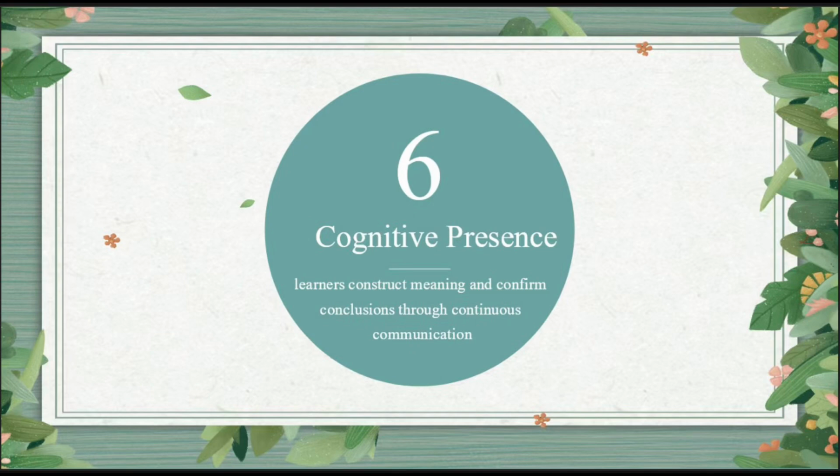The sixth part of this section is cognitive presence. The process of critical thinking, inquiry, and problem solving within the community. This element is defined by four categories: triggering event, exploration, integration, and resolution. These categories are associated with activities such as information exchange, connecting ideas, and applying new ideas.